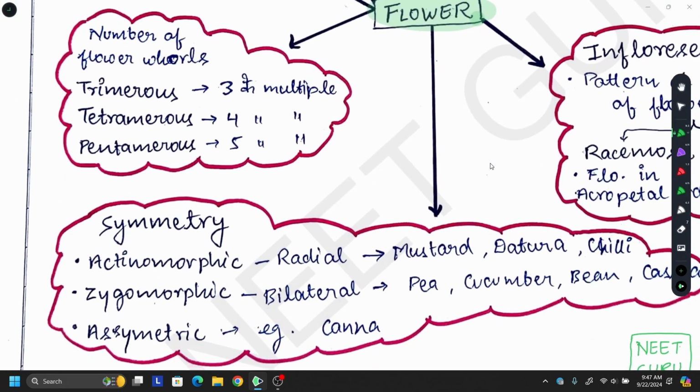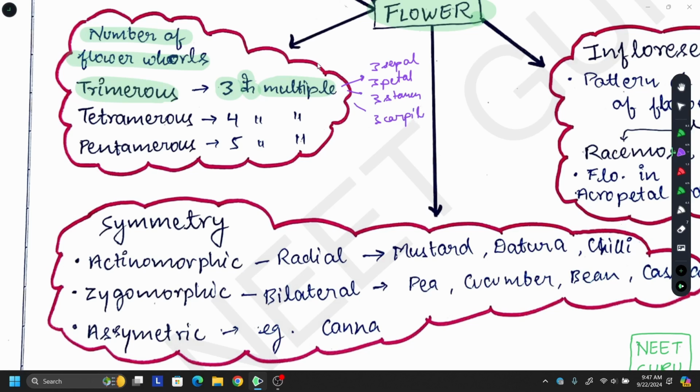Okay, now on the basis of number of flower whorls, there are many different types of flowers. Trimerous flowers are the flowers in which the whorls are in three, multiple of three. Okay, I have written it in English, 3 multiple. You have to know that the whorls are in multiples of 3. Example, in trimerous flower, there will be 3 sepals, 3 petals, and 3 androecium. Okay, 3 stamens, you can say. And 3 carpels or 3 pistils.